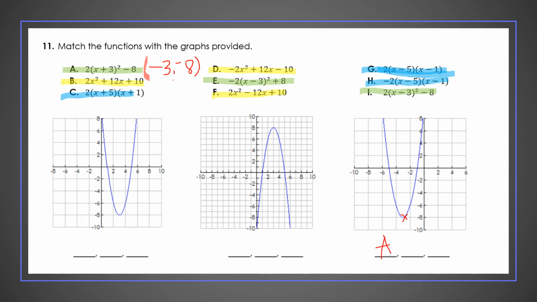For E, our vertex would be positive 3, positive 8, but it would open down, which would be our middle graph.